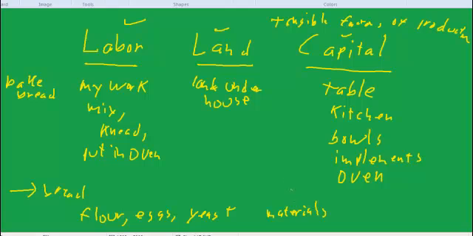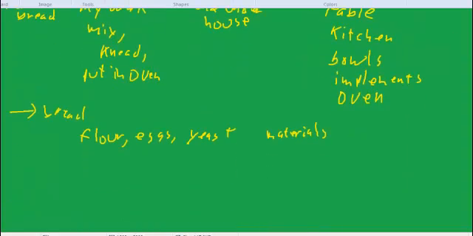But from an economic perspective, we would ask, well, where did these materials come from? And it turns out they, in turn, required labor, land, and capital. So these materials required labor, land, and capital. Okay, the eggs required land to have a chicken farm, labor to take care of the chickens and to take the eggs, and capital in form of the pens to hold the chickens and all that kind of stuff.